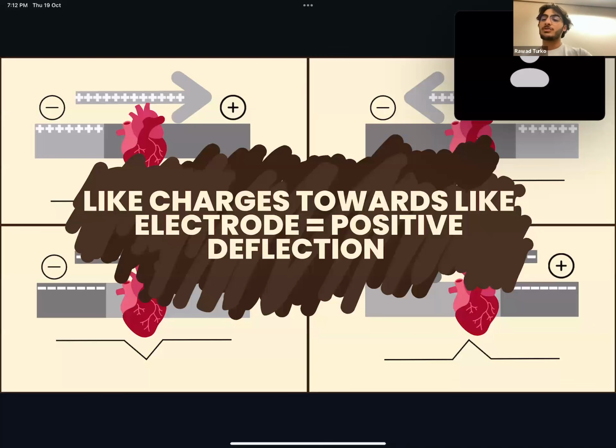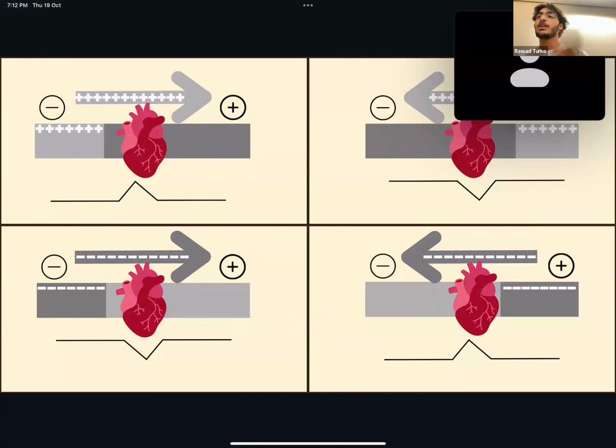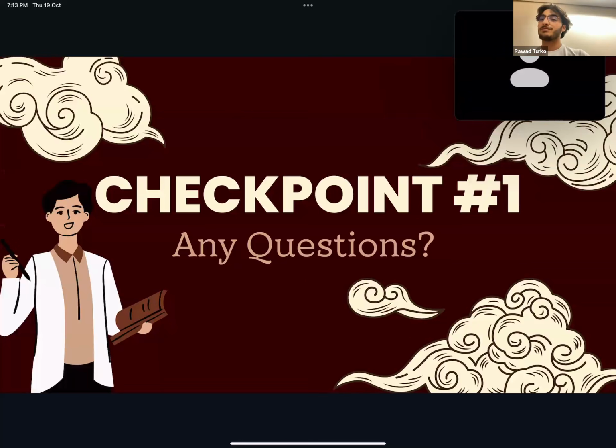Okay, so again, I'm going to just reiterate one last time. Like charges towards the like electrode will give you a positive deflection. Anything else is a negative deflection. So positive towards negative is a negative deflection. Negative towards positive is a negative deflection too. So again, depolarization towards the negative electrode, or in other words, away from the positive electrode, will give you a negative deflection. That's our top right. And for our bottom left, the negative charges or a repolarization going towards the positive electrode, again, will give you a negative deflection.